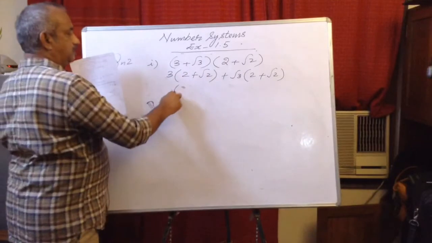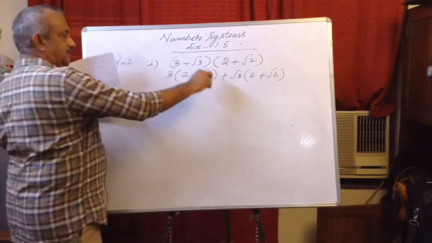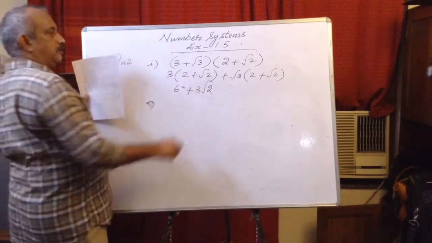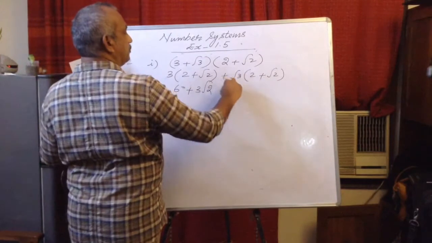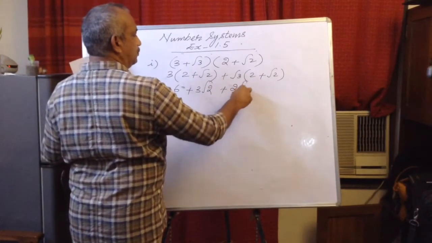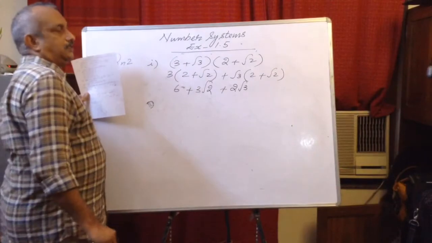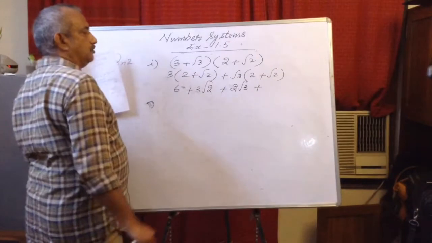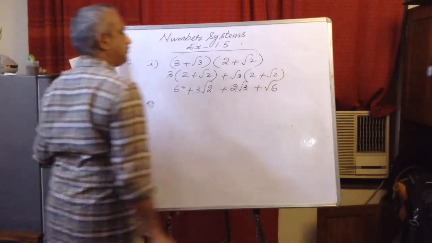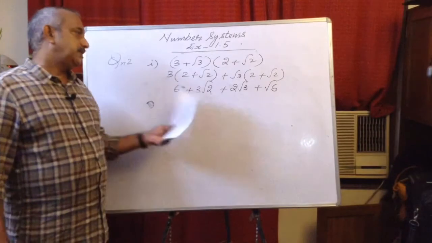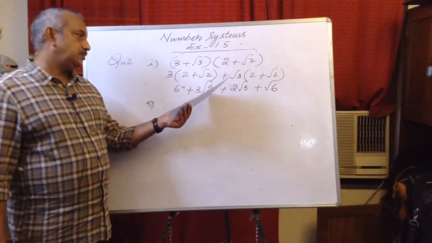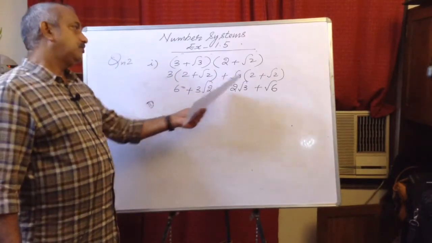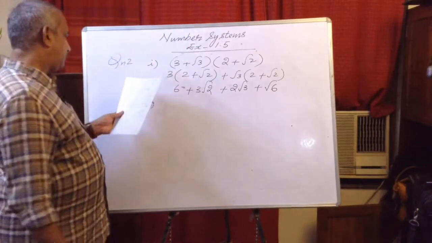Now 3 2s are 6, plus 1 is rational and 1 is irrational. You cannot multiply them, so we don't put any multiplication sign. Plus again 2 into root 3, or root 3 into 2, 2 root 3. Always we write the rational part first and then the irrational part. Then root 3 into root 2, root 6. So this is a simplification. We cannot simplify further. If it was 3 root 2 and this also 2 root 2, then we could add. But here one is root 2 and one is root 3, so we cannot simplify it further.